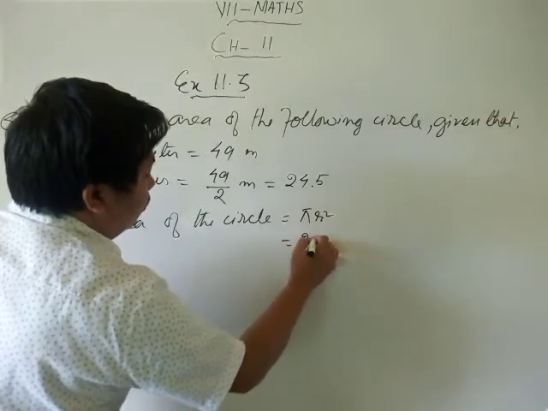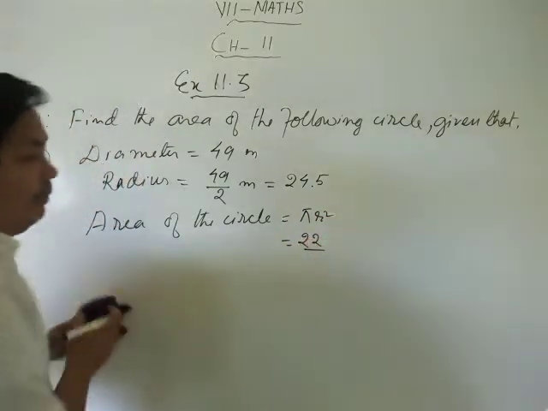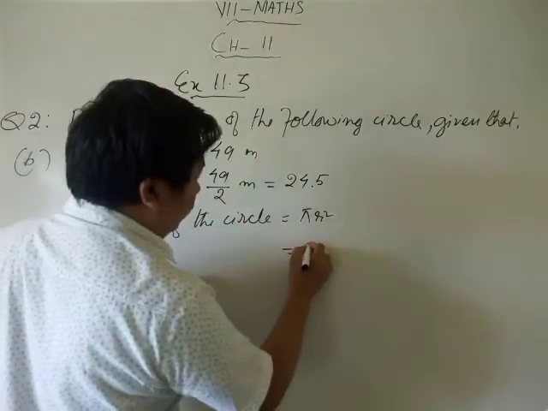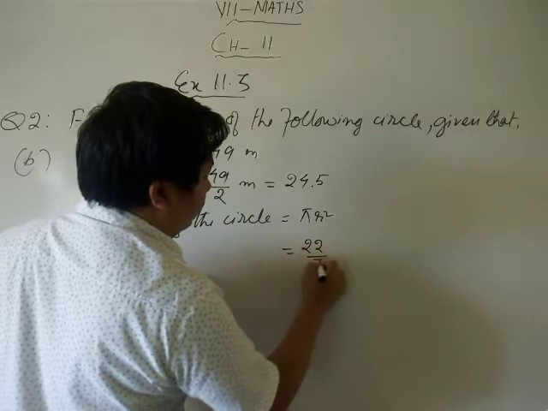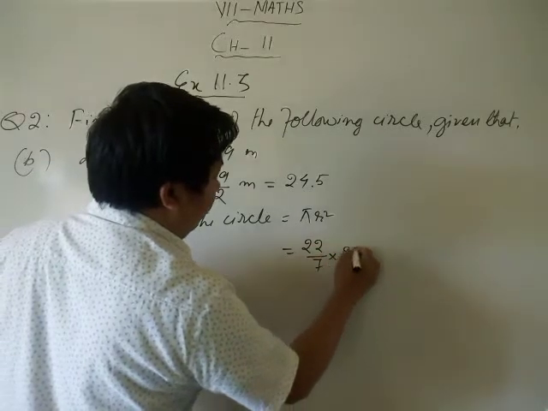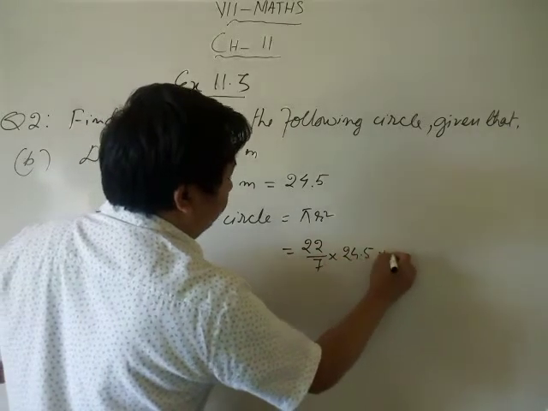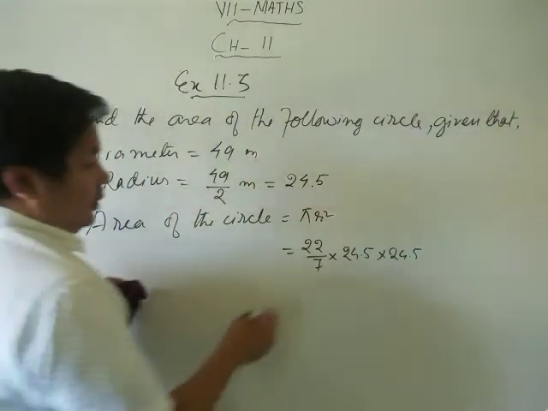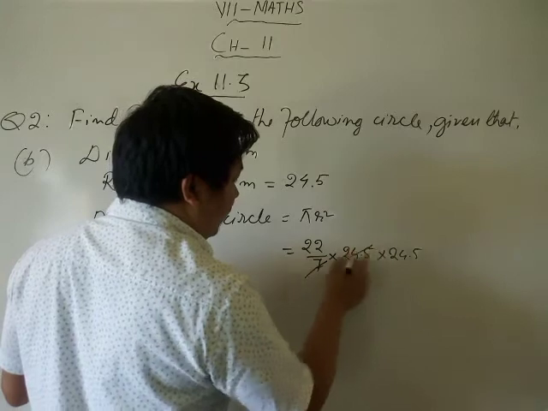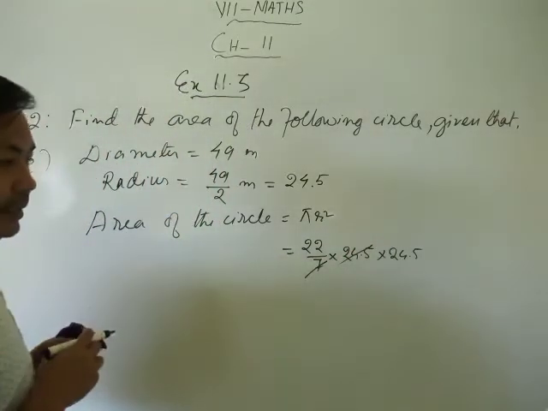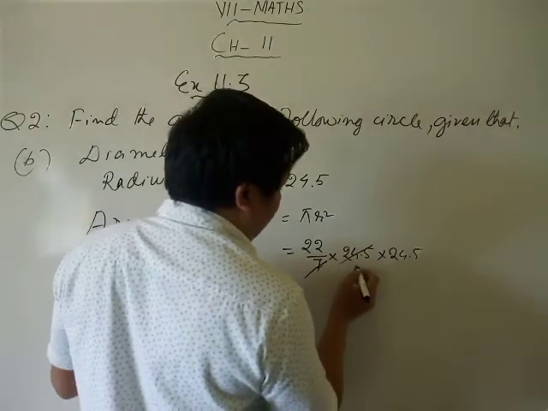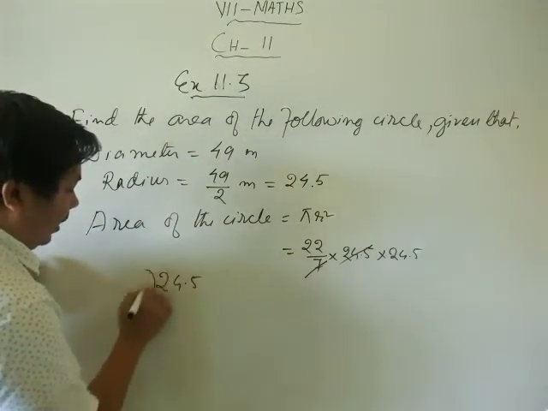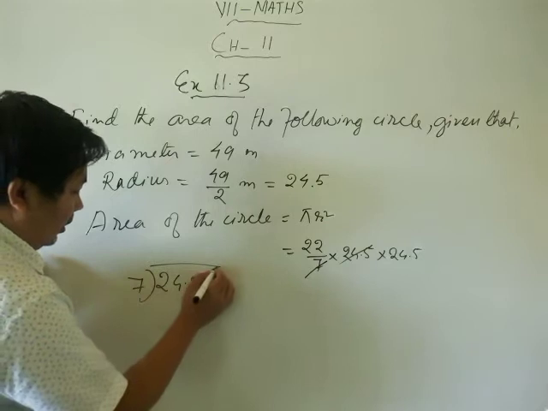That means 22. We will take 22, since they don't give any value to take for pi. Okay, 22 by 7 into r, 24.5 into 24.5. Isn't it? So this 7 and this 24.5 can be cancelled. How? See here, 24.5 divided by 7.